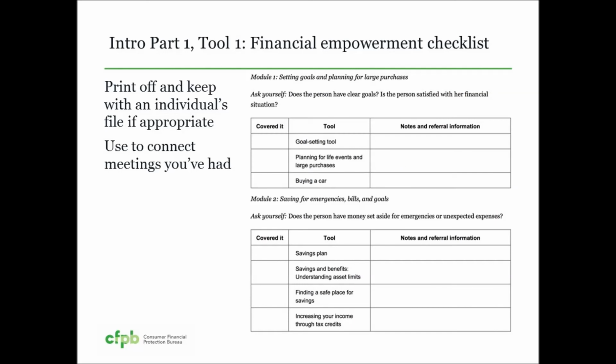I mentioned a tool earlier that can help you get started called the Financial Empowerment Checklist. It's designed to help identify financial empowerment information and tools you can share, as well as keep track of the information shared in those cases where you're meeting with someone over multiple sessions. The checklist is organized by financial empowerment topic or module, with each tool associated with that module following. The questions following each module name can help identify the financial empowerment problem or issue addressed in that module.